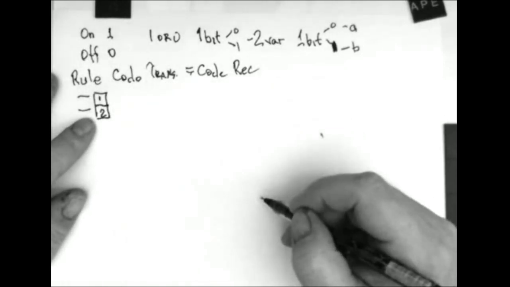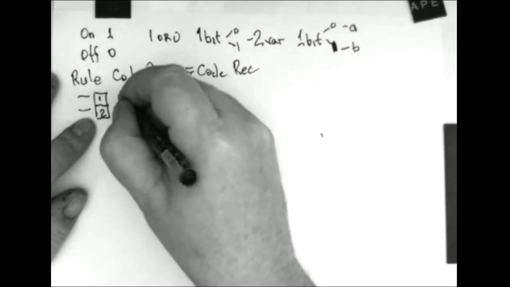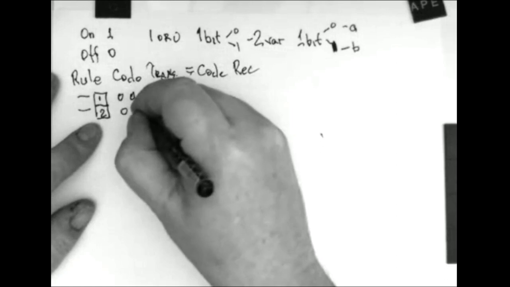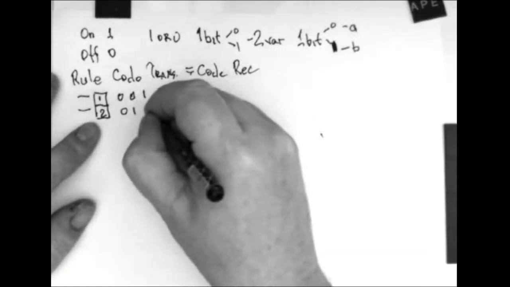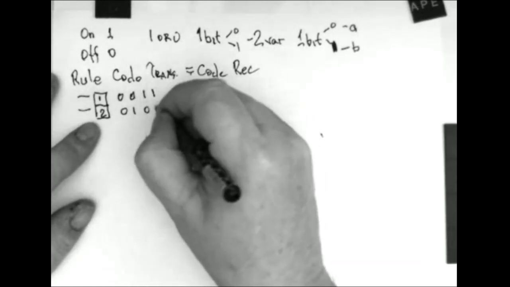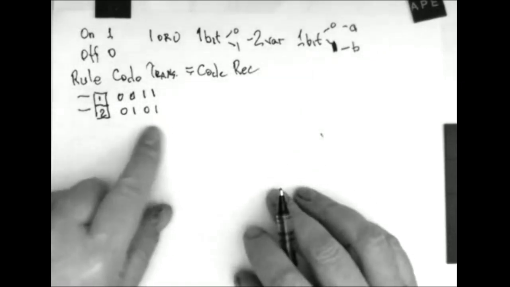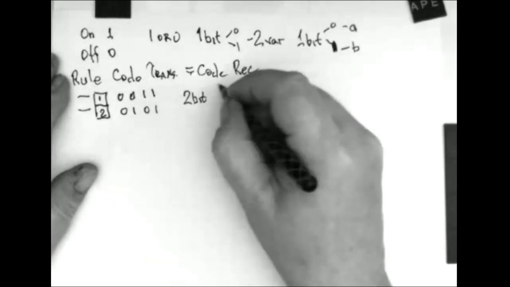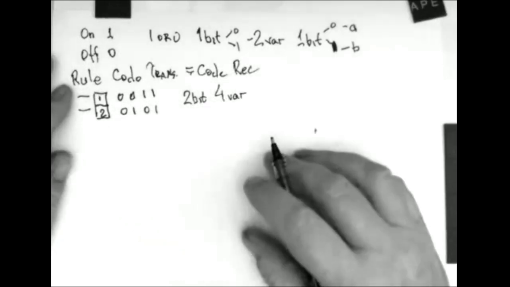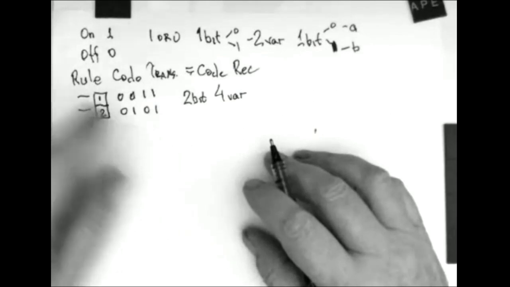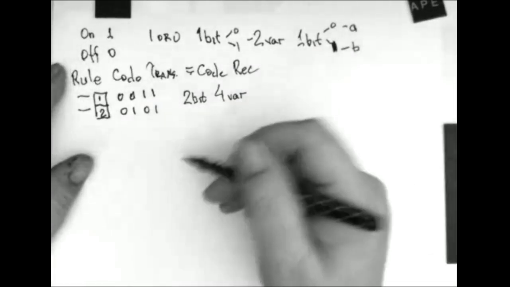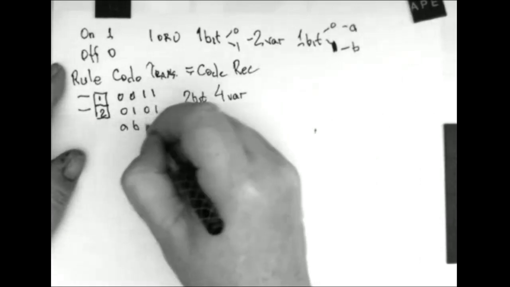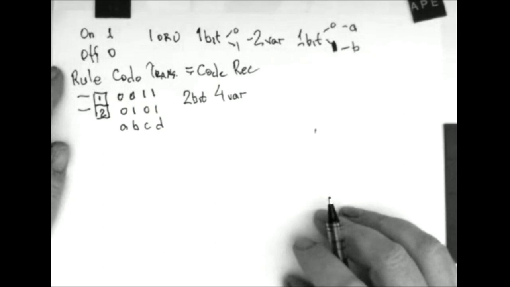How many variations do I have here? Let's see. 0, 0, both inactive. 0, 1, 1, 0, and finally 1, 1. How many variations here? 4. So for 2-bit, I have 4 variations. Can I use it to encode letters? Definitely, but I can encode only 4 letters, A, B, C, and D.